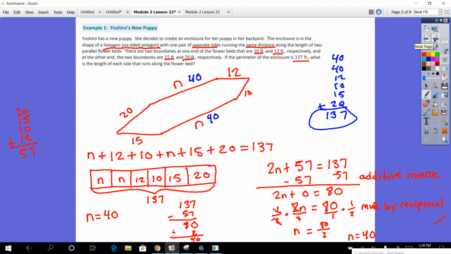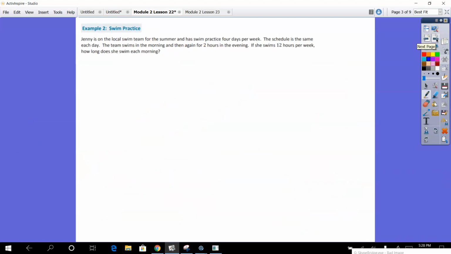So we can always check our answers. That's one of the things that I love about these algebraic expressions, is that you can check your answers. Jenny is on the local swim team for the summer and has practice for 4 days per week. The schedule is the same each day. The team swims in the morning and then for 2 hours in the evening. If she swims 12 hours per week, how long does she swim each morning?